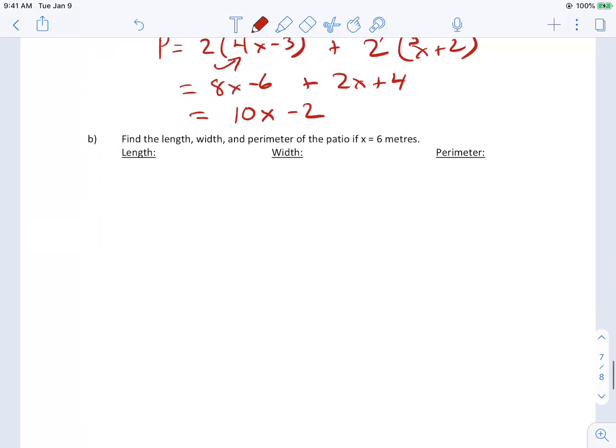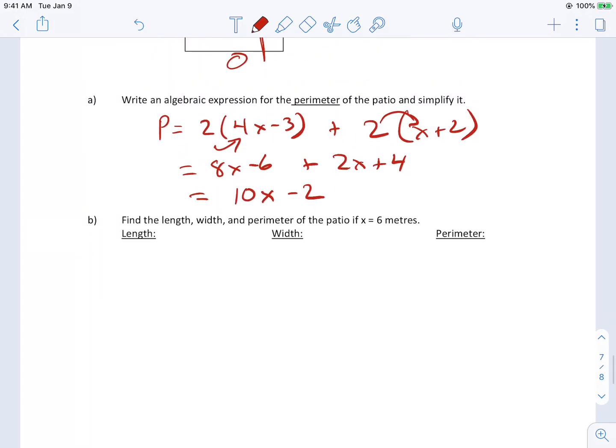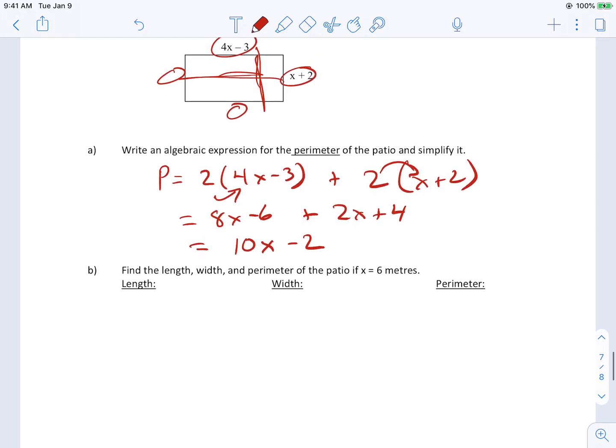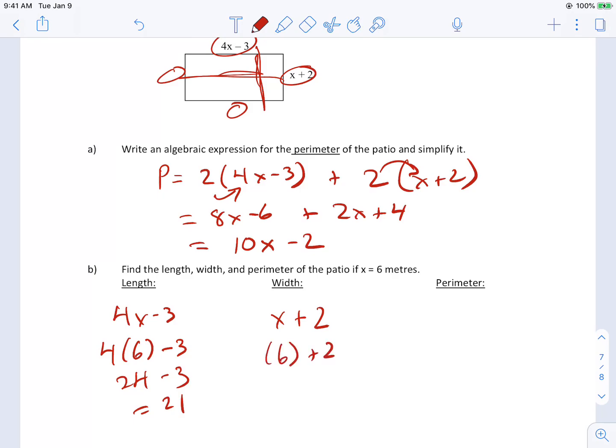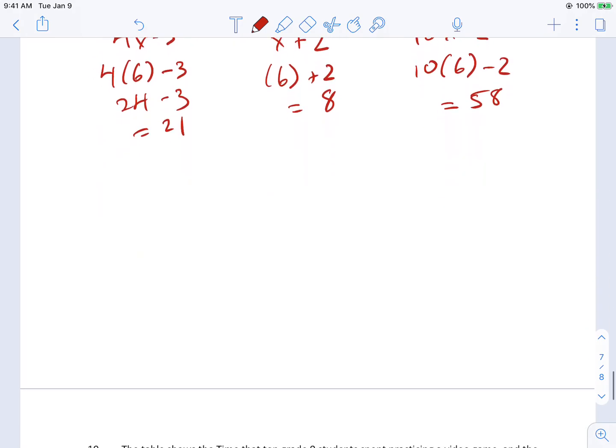Okay, find the length, width, and the perimeter of the patio if x is 6 meters. So our length here is 4x minus 3, but now we want to substitute our value of 6 in. So that's going to give me 24 minus 3, that's going to give me a value of 21. Our width is x plus 2, which means we can substitute this in. 6 plus 2 equals 8. And our perimeter was 10x minus 2, so we can take 10 times 6 minus 2, which is going to give me 58.